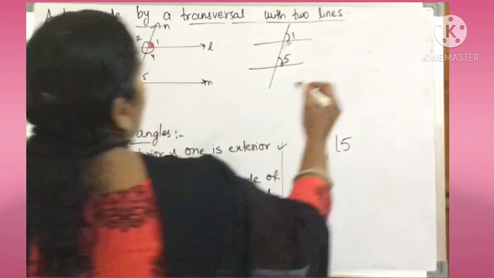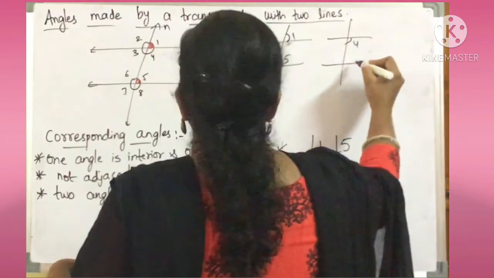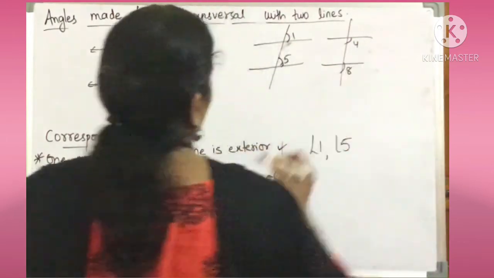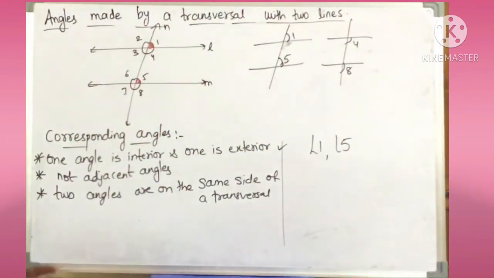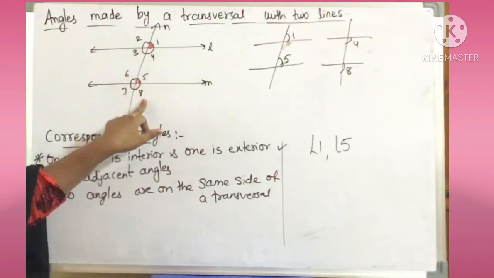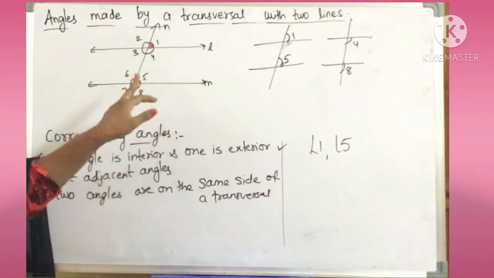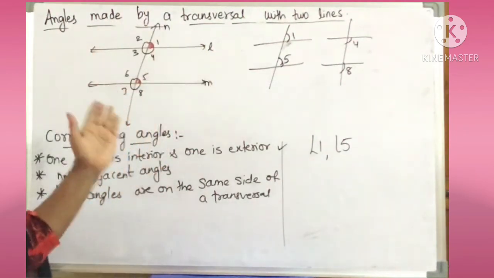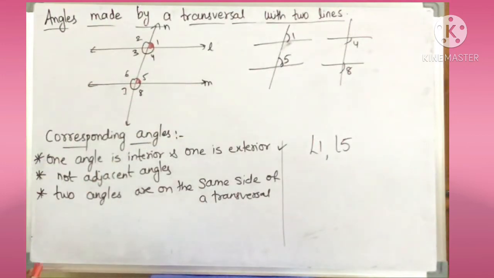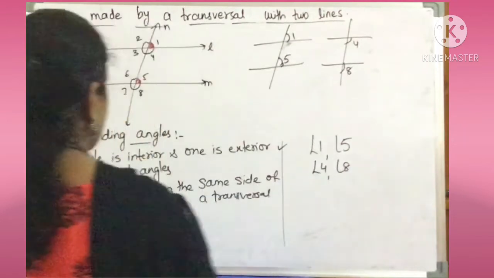Next, coming to the next one, I can take 4 and 8. Can I take 4 and 8, children, here? Here, if you consider 4 and 8, 4 is interior and 8 is exterior. Yes, and they are not adjacent and they are on the same side, means on the right side of a transversal. So one more pair is angle 4 and angle 8.